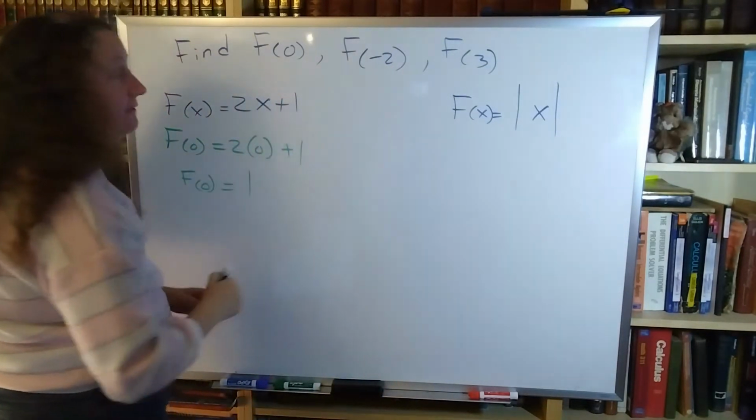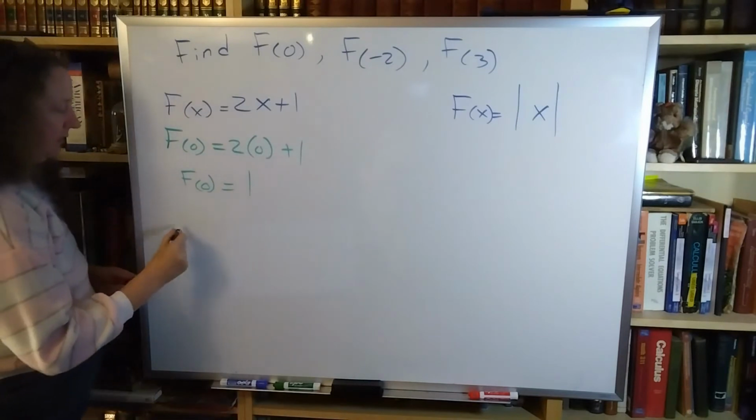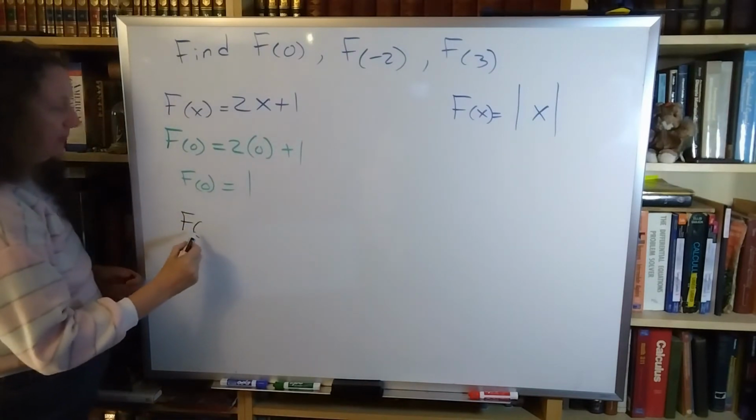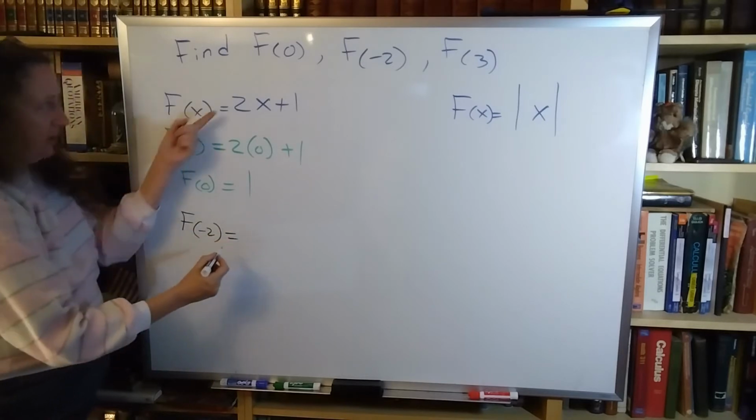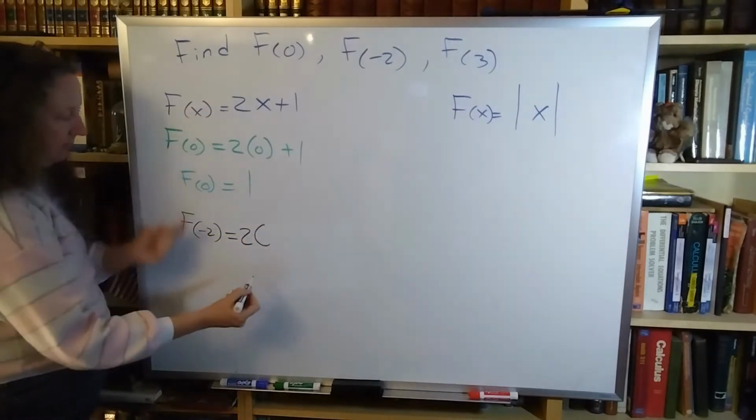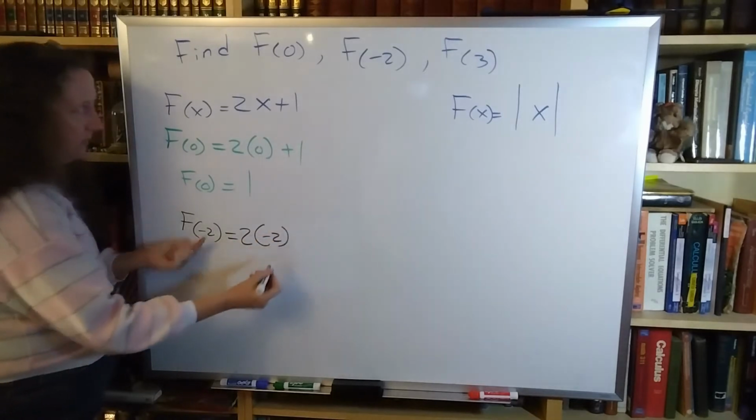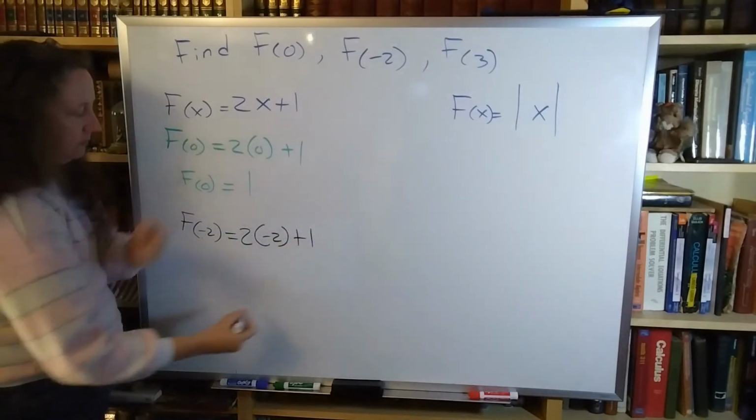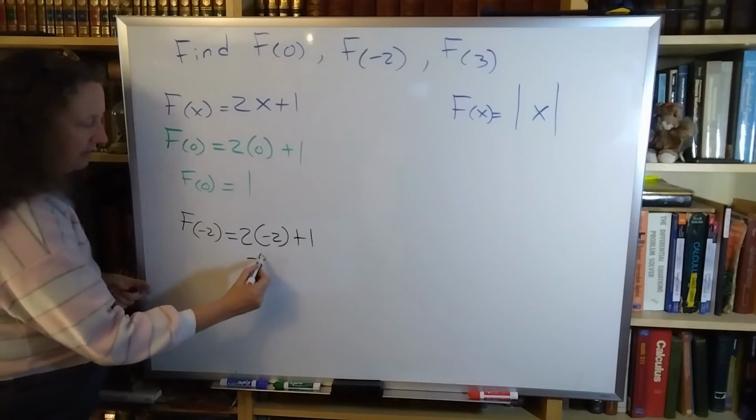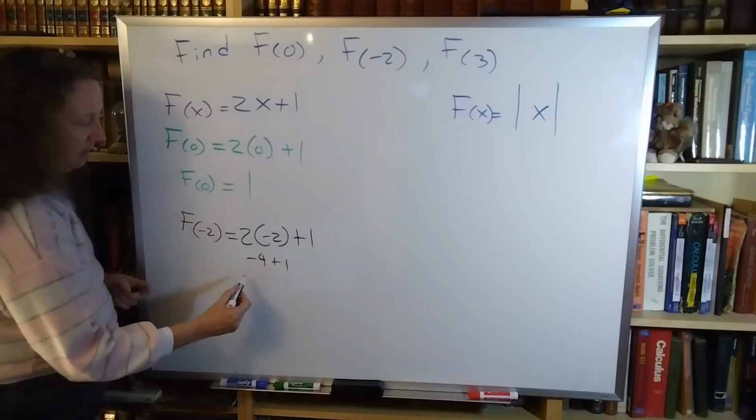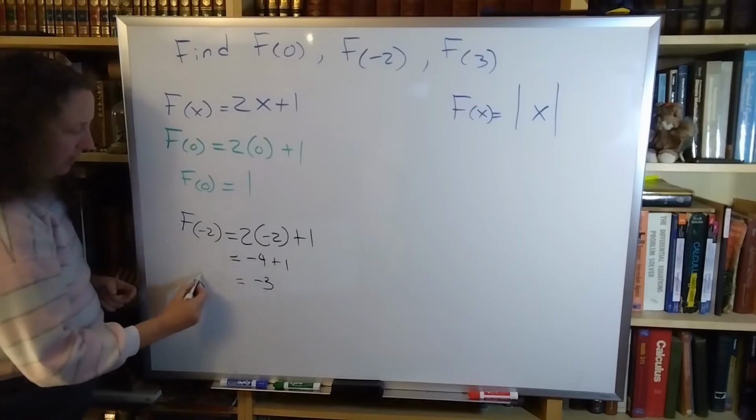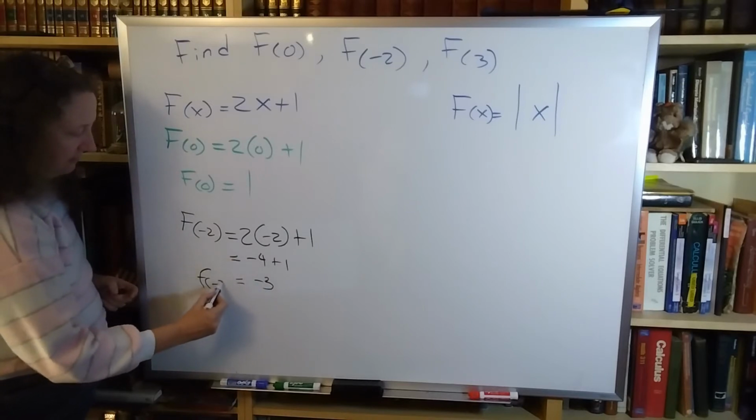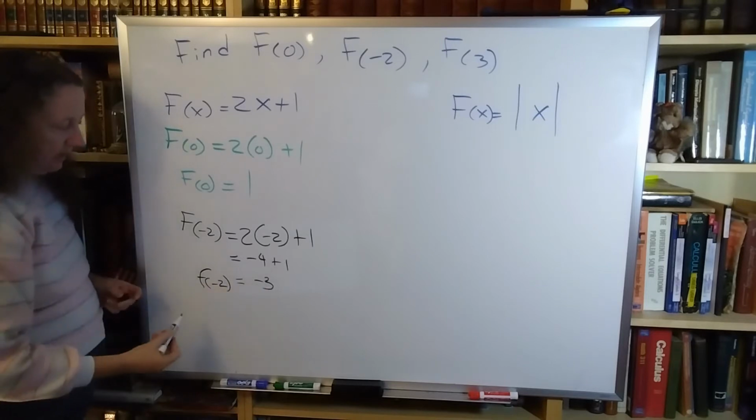Doing that with f of negative 2. So the function name is f, and I'm replacing x with negative 2. My equation is 2 times negative 2 plus 1. That gives me negative 4 plus 1, which gives me negative 3. So f of negative 2 is negative 3.